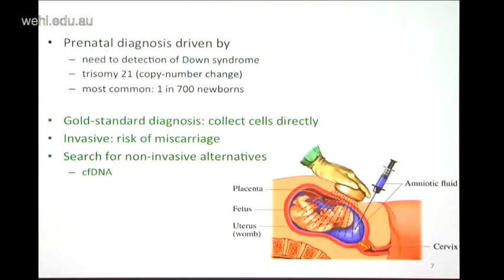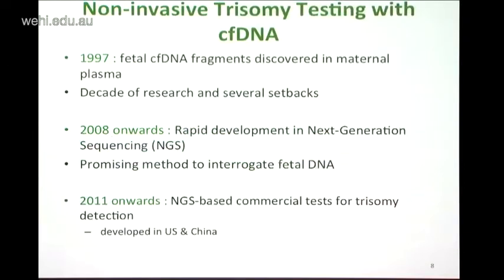And the gold standard and definitive diagnosis of this condition is to collect fetal cells directly. You can do this by techniques such as amniocentesis or chorionic villus sampling, but these techniques are invasive and can cause miscarriage. And there has been a lot of interest to search for a non-invasive way of getting a definitive diagnosis. So that's where this cell-free DNA mixture comes in.